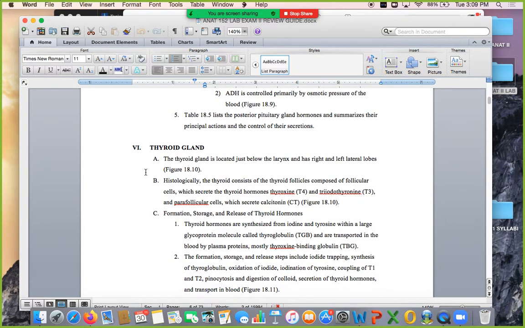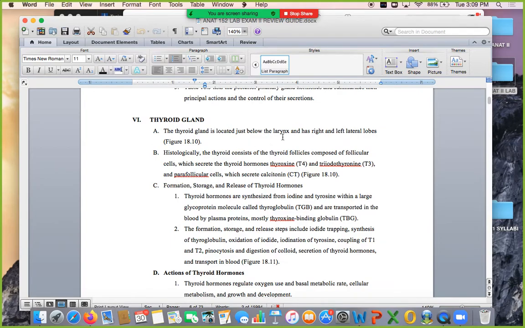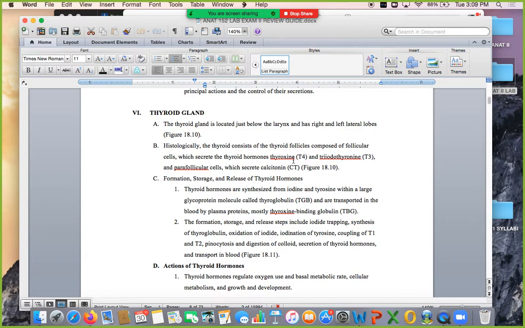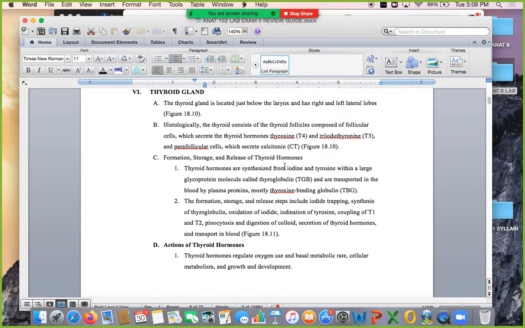The thyroid gland is another part of the endocrine system. It's found below the larynx and has two lobes, the right and the left. Thyroid follicles have follicular cells that secrete T4 and T3, and then also parafollicular cells which surround them and secrete calcitonin. We talked about the role of calcitonin as well as T3 and T4, but basically these are going to be involved in a lot of things.